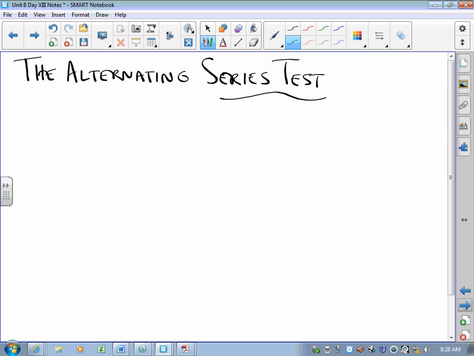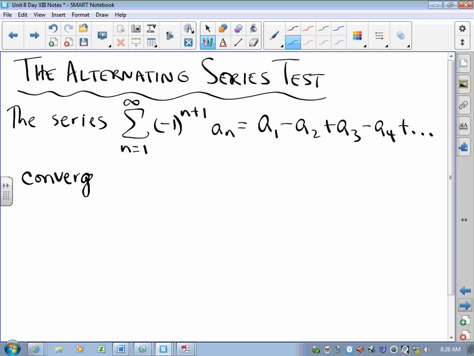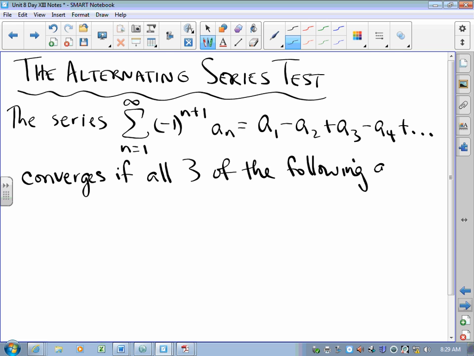It gives us something that we can do with skill, and it actually is very helpful to us in analyzing series. The alternating series test says, let's pretend you have a series. It's the sum as n goes from 1 to infinity of negative 1 to the n plus 1 times a sub n. And what that means is you have a first term minus a second plus a third minus a fourth and so on. That series converges if all three of the following are met.